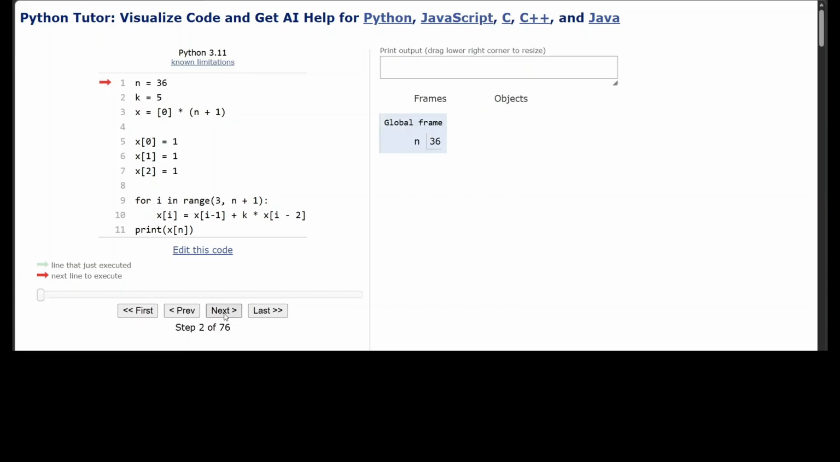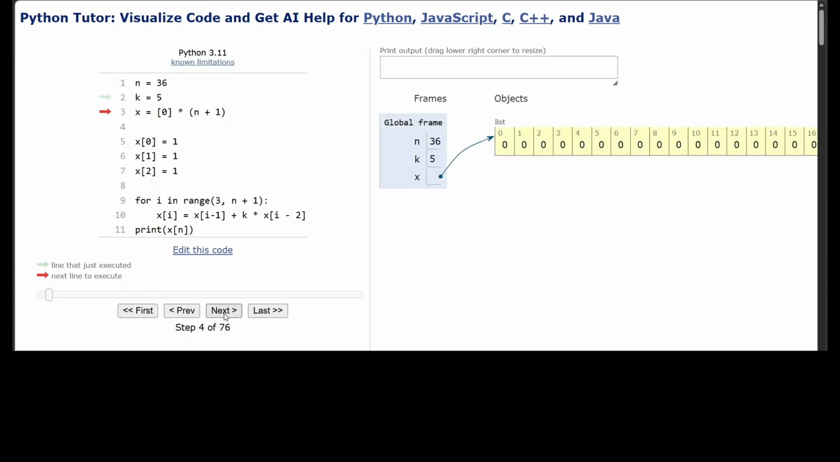Month 0, base case, result is 1. Month 1, base case, result is 1. Month 2, base case, result is 1. Month 3, 1 plus 5 times 1 equals 6. Month 4, 6 plus 5 times 1 equals 11. Month 5, 11 plus 5 times 6 equals 41. Month 6, 41 plus 5 times 11 equals 96. And this continues until month 36.